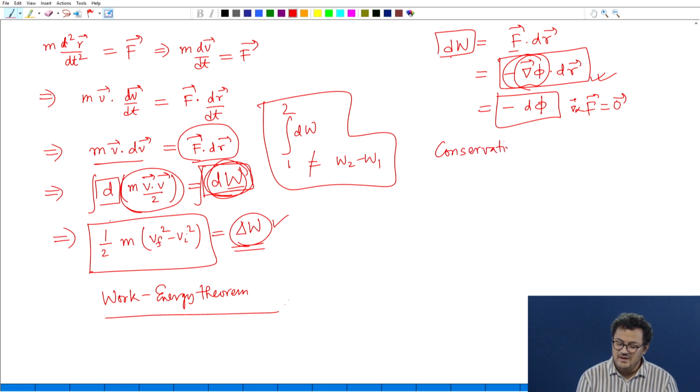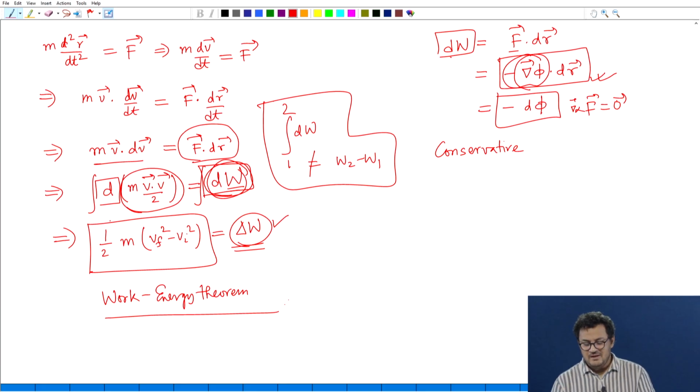Sometimes when I ask students what a conservative force field is, they say it is a force field whose curl is zero or something like that. At the fundamental level, a conservative force field is a force field which conserves the total mechanical energy. The traits are that it is irrotational, it can be written as a gradient of a scalar function, and the corresponding work can be written as a state function.